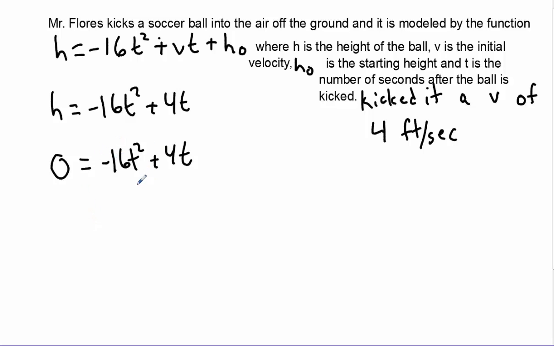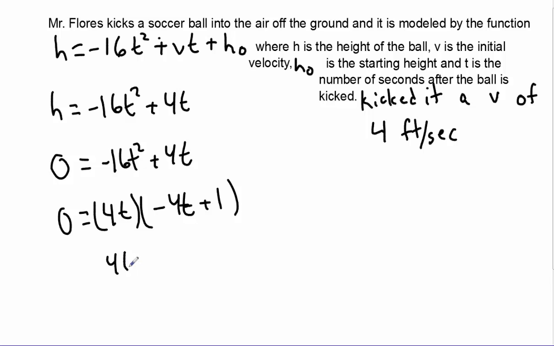So basically what this problem is, we're just solving for t. Now if we look here, we can factor something out, and the thing that we can factor out is a 4t. So 4t times -4t plus 1. Okay, so we solve for 0. We must set both parts equal to 0. So we have 4t is equal to 0. Then -4t plus 1 is equal to 0. Divide by 4. Divide by 4.